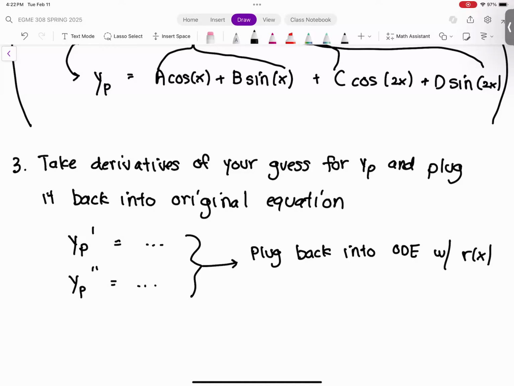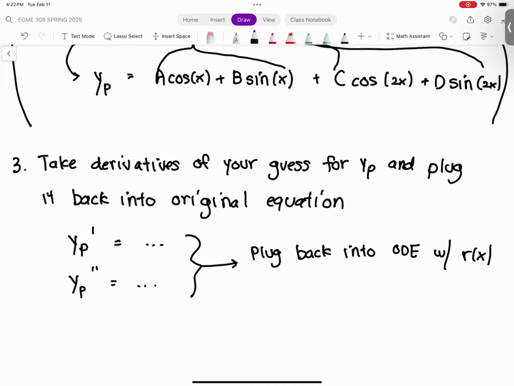Just in the interest of time, because I want to make sure we start Laplace transforms today, I'll let you do this part here, but the problem's set up for you. From here, it's mostly just taking derivatives and working through the algebra to solve for A, B, C, and D.